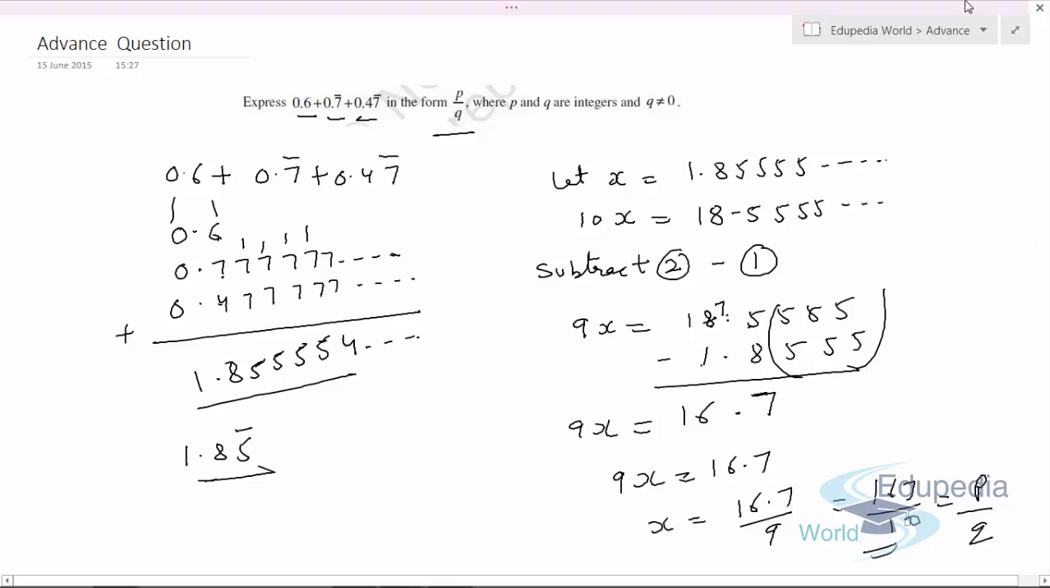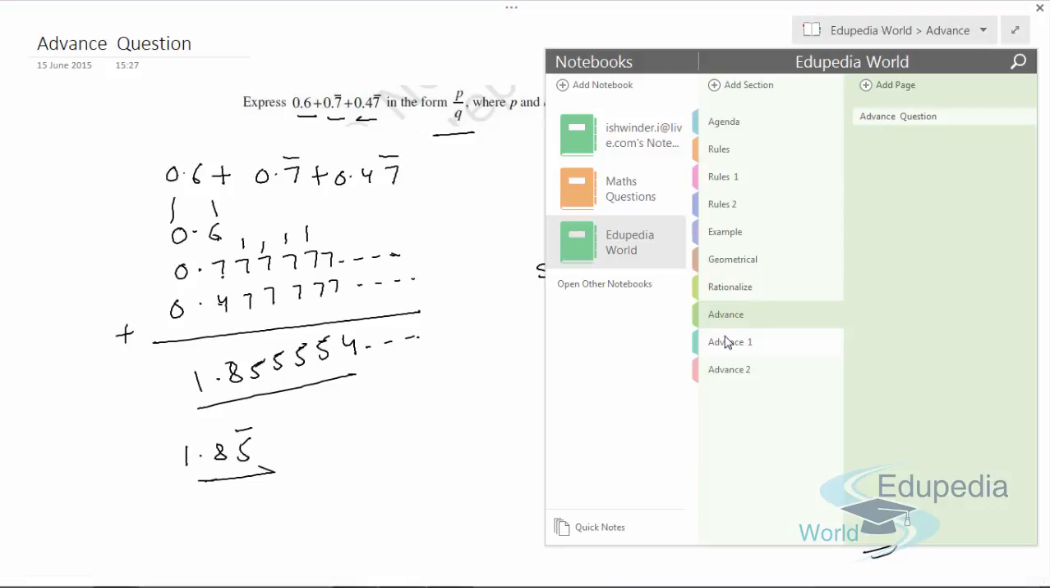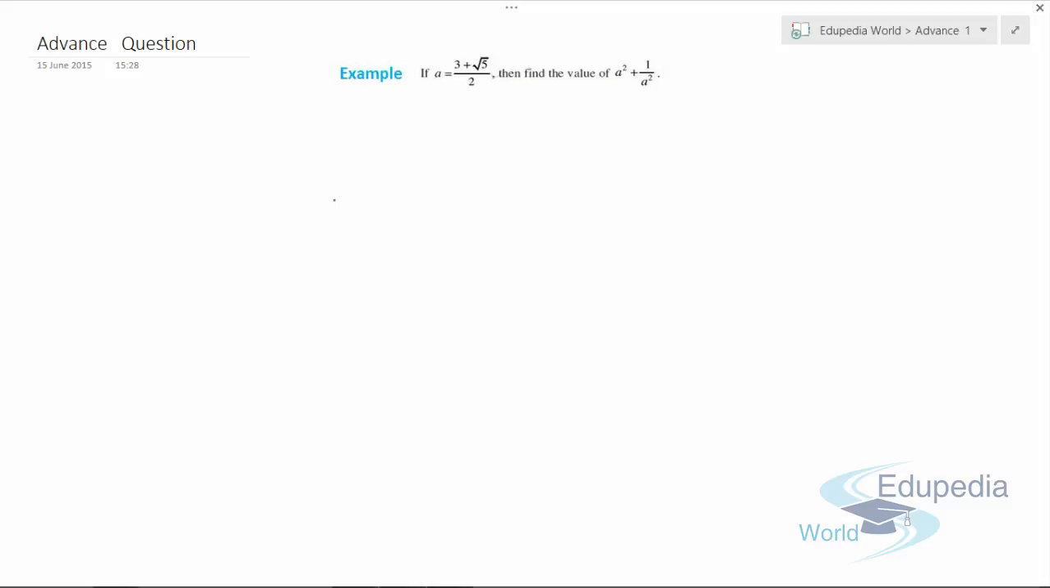Okay. Now let's discuss the next question. The question is, if a equals 3 plus under root 5 upon 2, then we have to find the value of a square plus 1 by a square. So watch this question carefully.